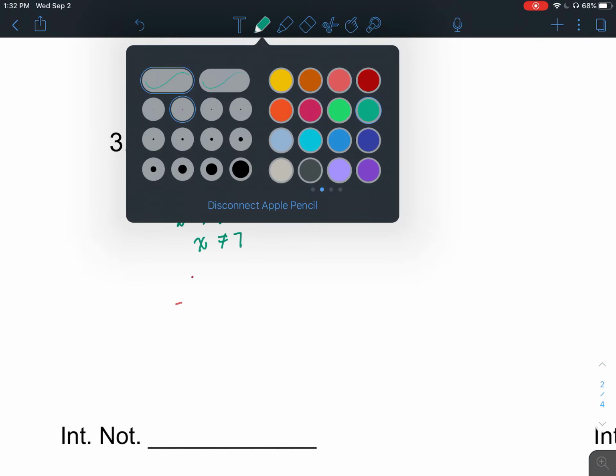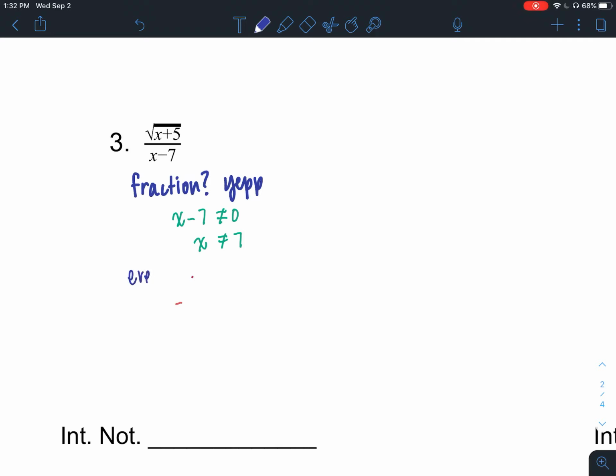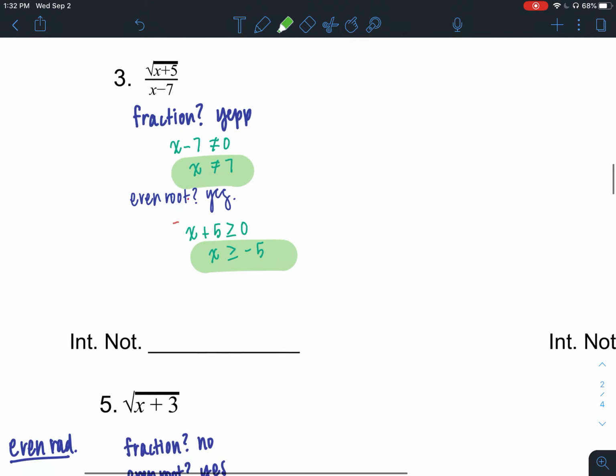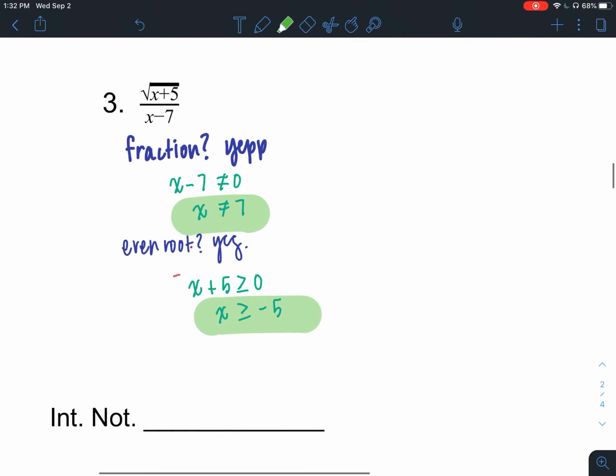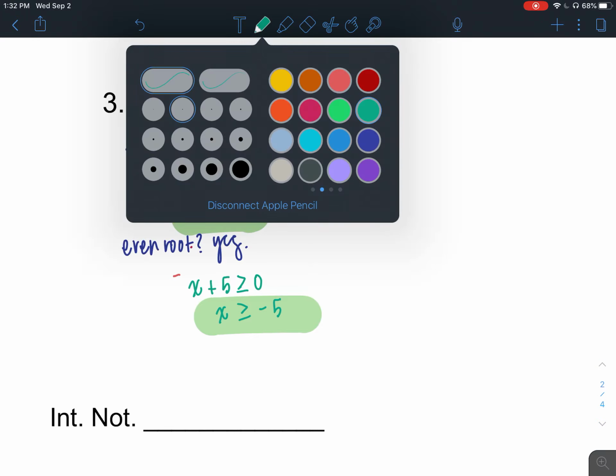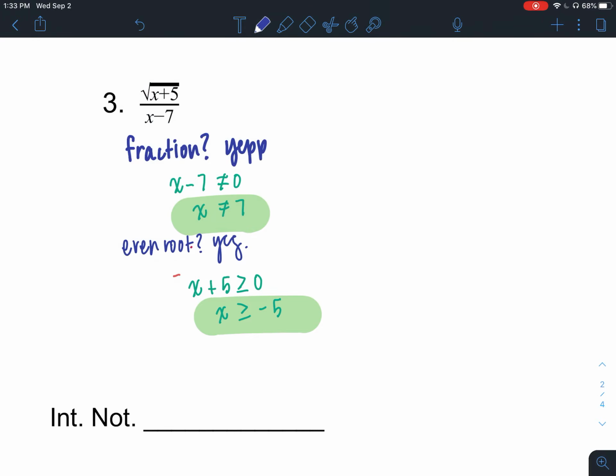Then I'm going to ask myself, is it an even root? There, in fact, is an even root. Yes. And so I'm going to put the radicand, x plus 5, as greater than or equal to 0, and solve. So x is greater than or equal to negative 5. I have two parts, and putting them together is the next step. I'm a little low on space here, so I'm going to work off to the right. I'm going to make my number line.